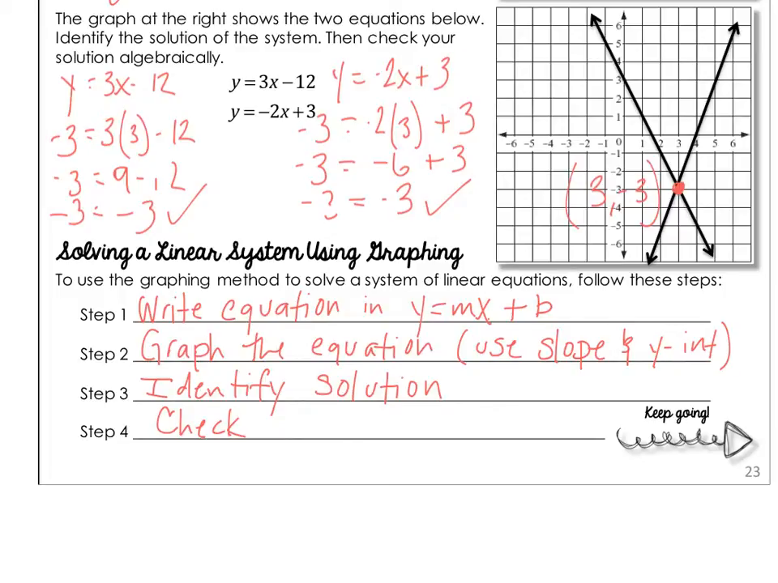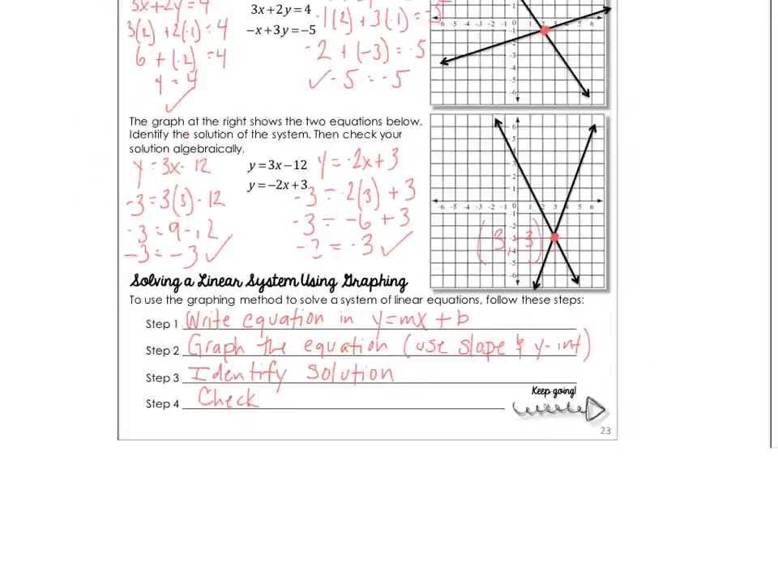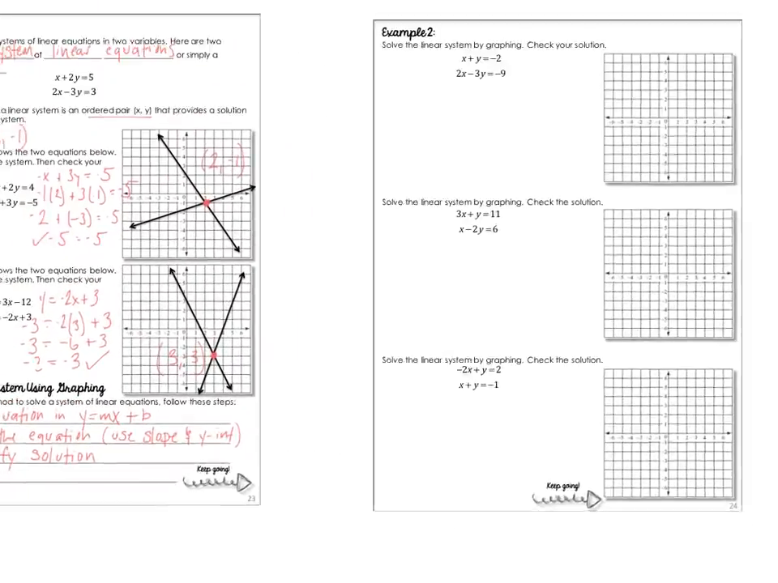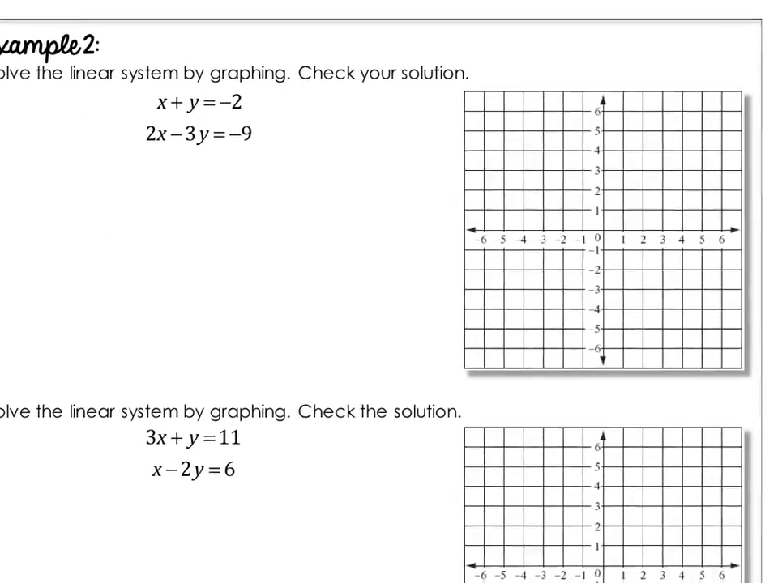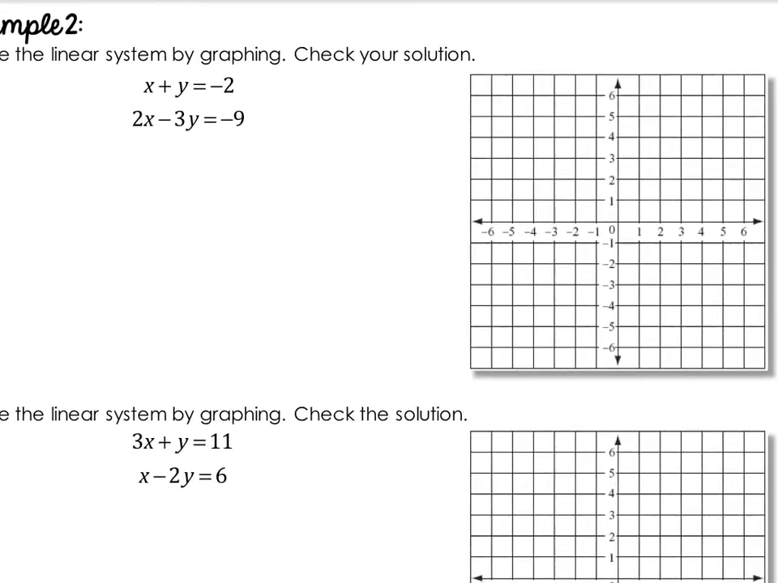Step 3, this is where hopefully we've got 2 intersecting lines. We'll identify our solution. And now we know step 4, that's what we've been working on, right? We can figure out, is this really a solution? So again, at any point in time, if you want to try these on your own, you just pause the video and go right ahead. In the meantime, we're going to graph these two.